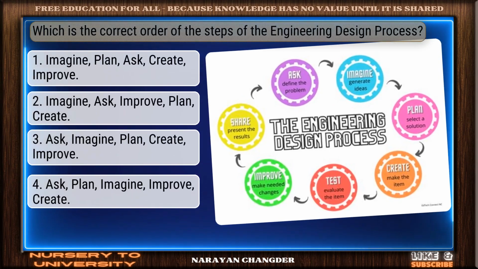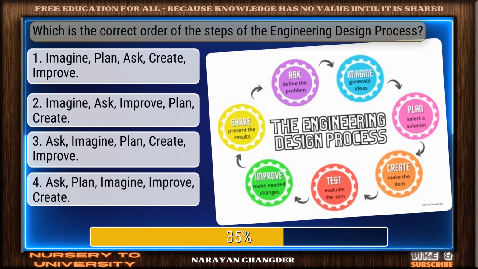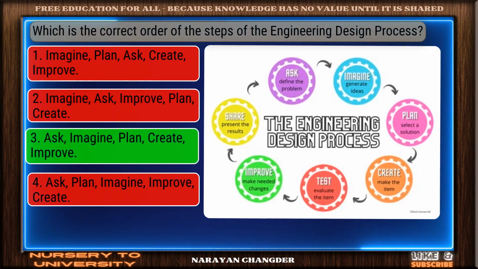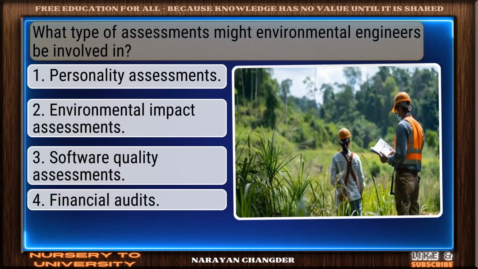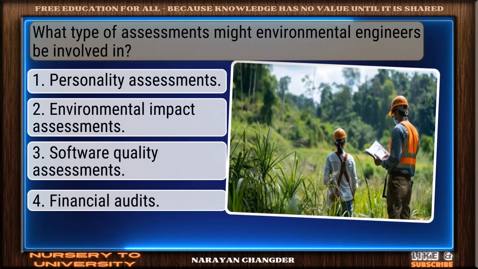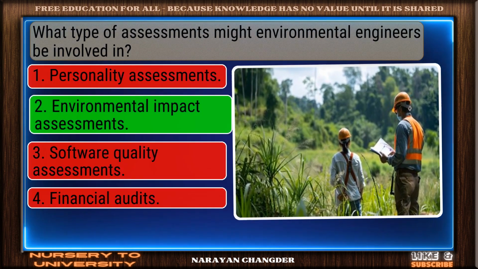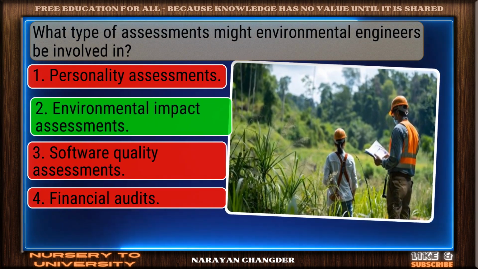Which is the correct order of the steps of the engineering design process? Smart move. Ask, imagine, plan, create, improve is an accurate answer. What type of assessments might environmental engineers be involved in? Valid point. Environmental impact assessments is true.